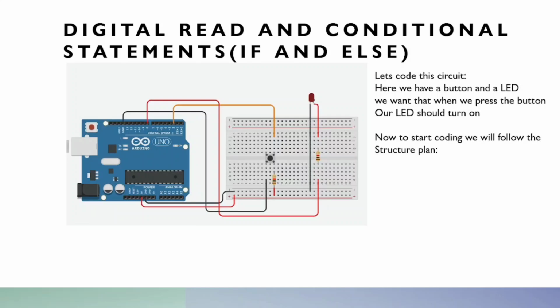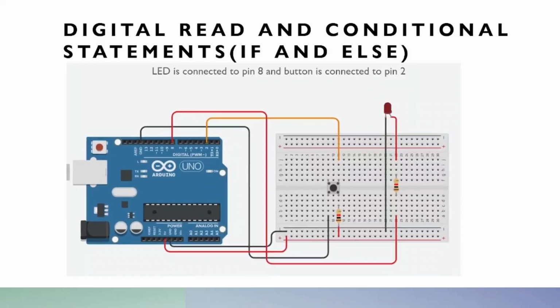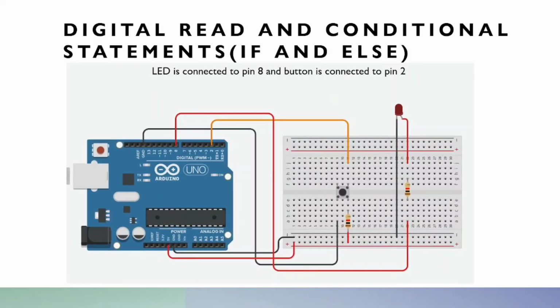Now, to start coding, we will follow the structure of our plan. The structure of the plan is making variables. First of all, we will make variables for whatever pins we are using. We are using pin number 2 and pin number 8. Then we will set the pin mode for both these pins, and after that, we will write down the instructions. The LED is connected to pin number 8 and the button is connected to pin number 2.